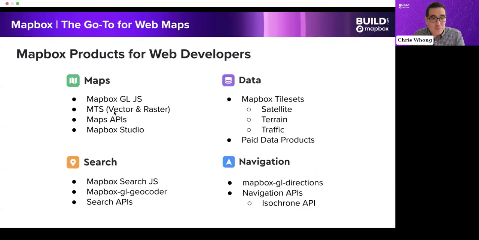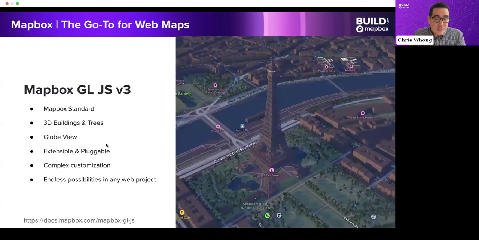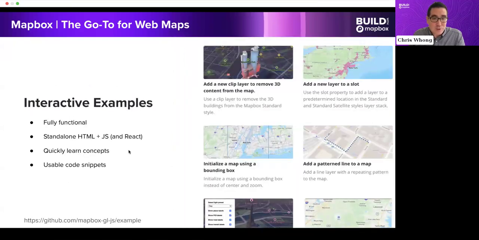I'm going to start with a very quick rundown of Mapbox products for web developers. You can think about our product offering in terms of maps, search, data, and navigation. You have probably all used Mapbox GL JS, but there are many other services that will complement your web map experience when you're building. GL JS v3, as you probably know, gives you Mapbox Standard, 3D buildings and trees, and globe view. It's got tons of extensions. It has highly complex customization capabilities and endless possibilities for any web project.